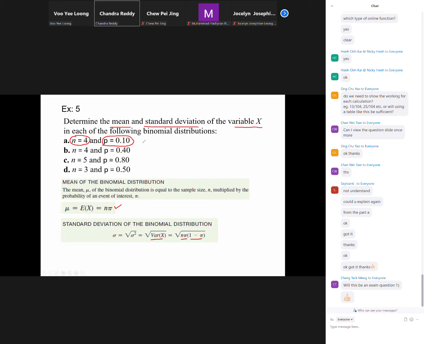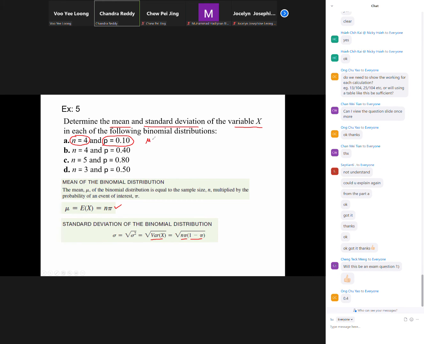Okay, so for A, what is your answer? Mu is equal to 0.4. Yeah, that's perfect. n into pi, 4 into 0.1, so that is 0.4. So what will be the standard deviation, sigma? Square root of n pi into 1 minus pi. So n is 4, pi is 0.1, then 1 minus pi is 1 minus 0.1, so that is 0.9.